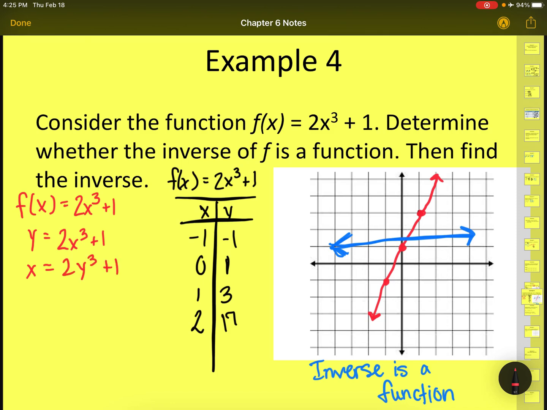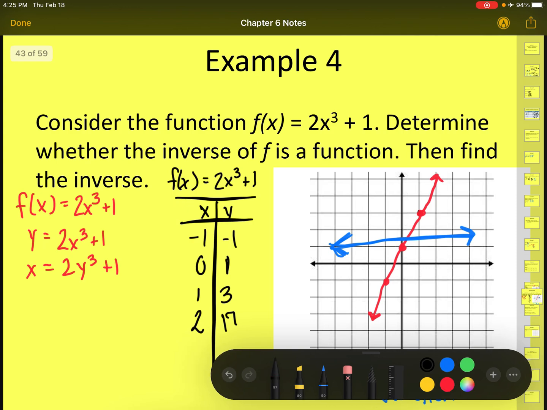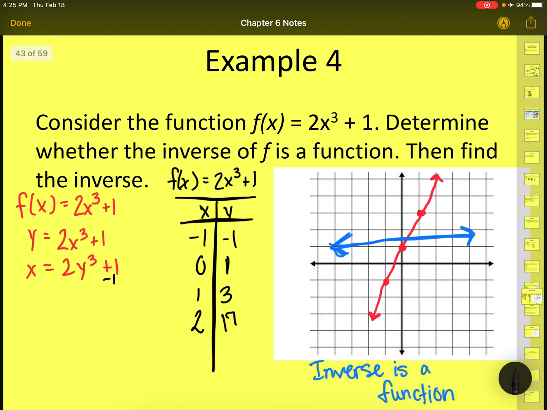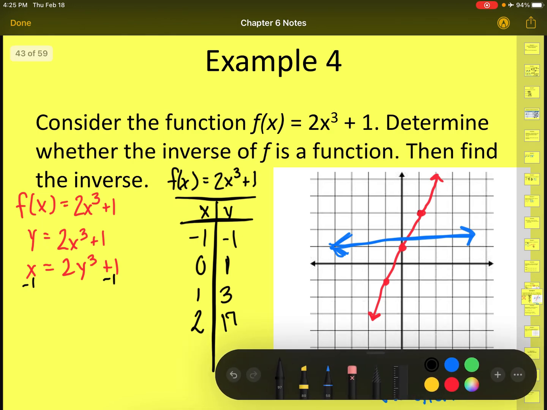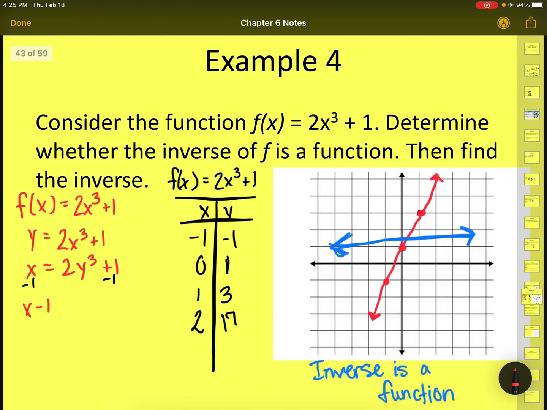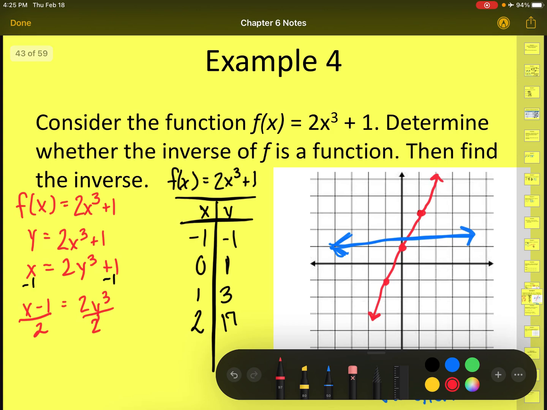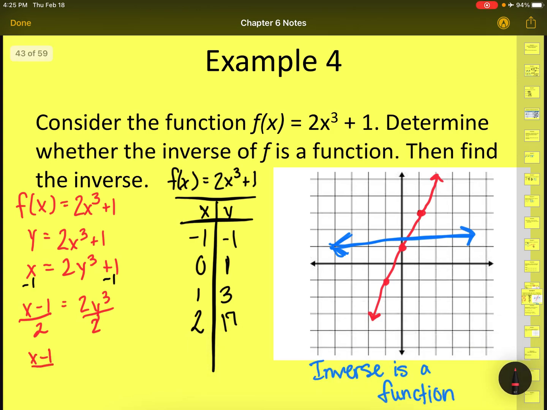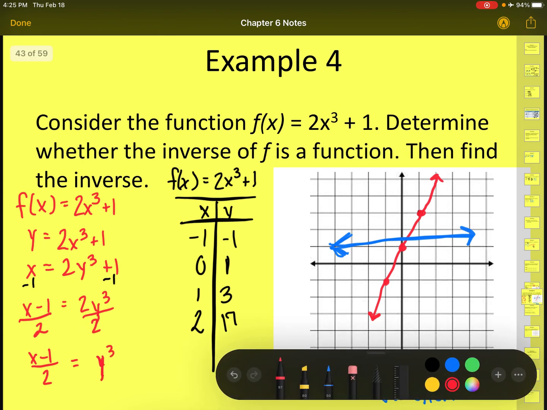And now we're going to start solving for y. So now I'm going to move the 1 over, so I'm left with x minus 1 is equal to 2y to the third power. We've got to divide by 2 before we can work with the exponent. So I'm left with y to the third power being equal to (x minus 1) over 2.